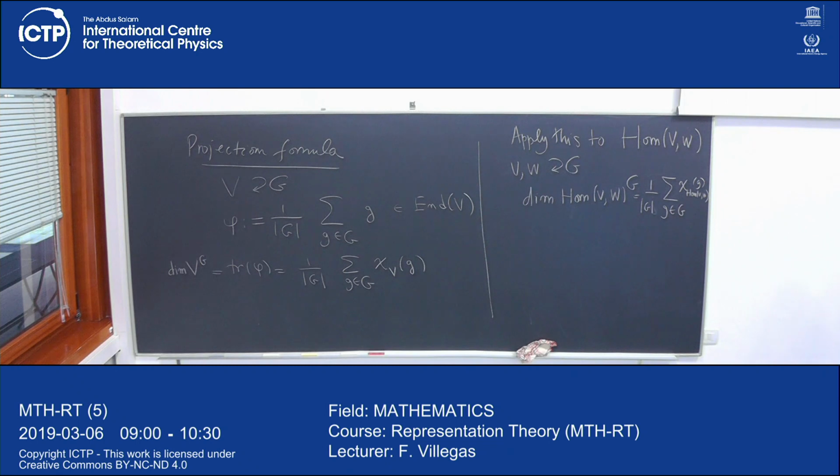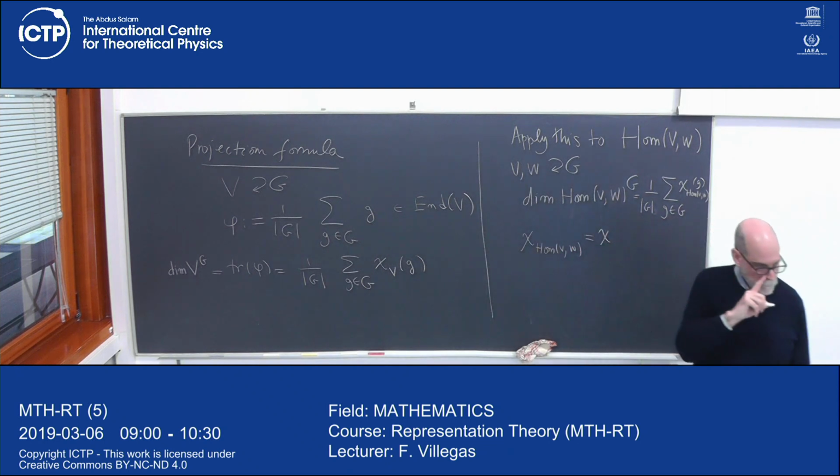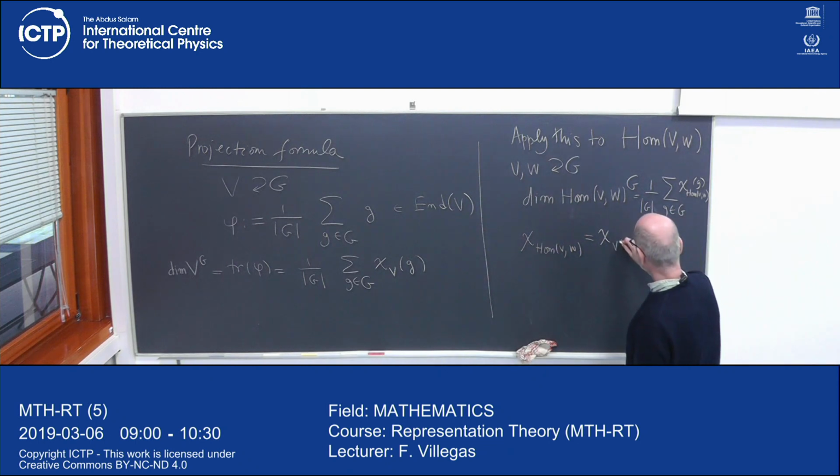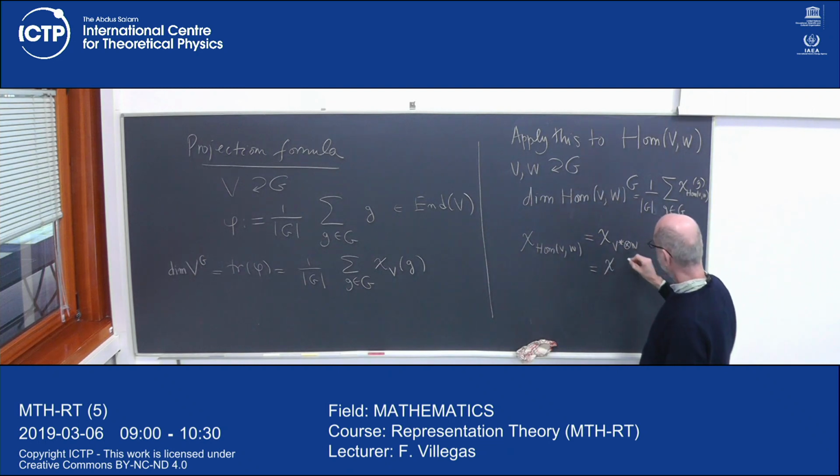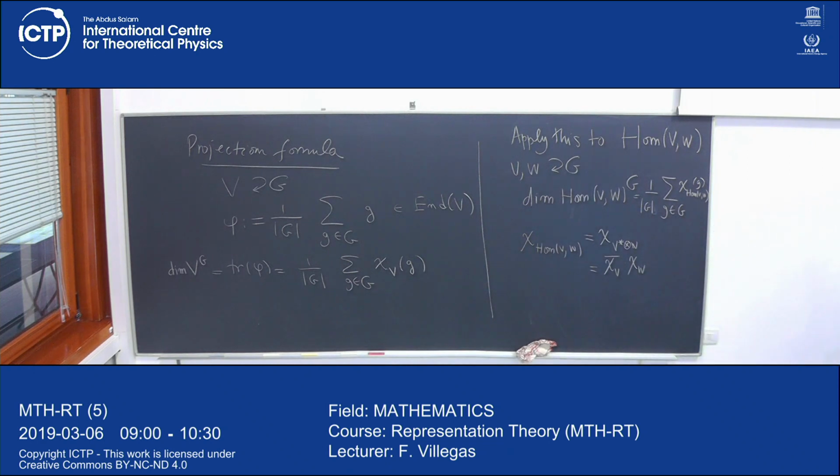Now, we did two things about this Hom. First, we saw that the character is the character, because Hom was done as V dual tensor W, it's that character, and because the tensor product gives us the product of the characters and the dual gives us a conjugate, this is like that. Okay, this on one hand.